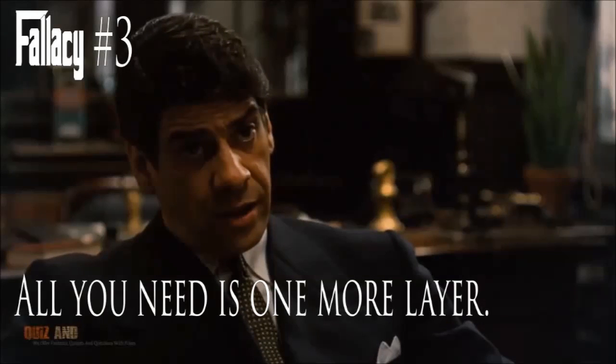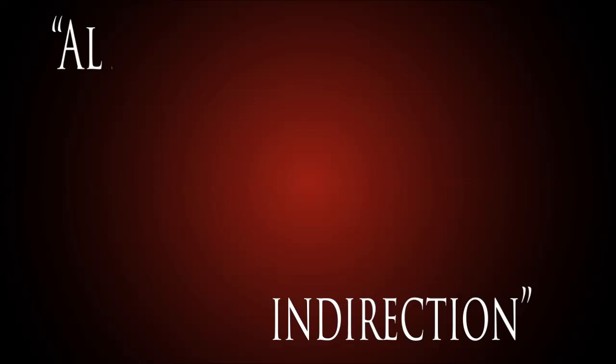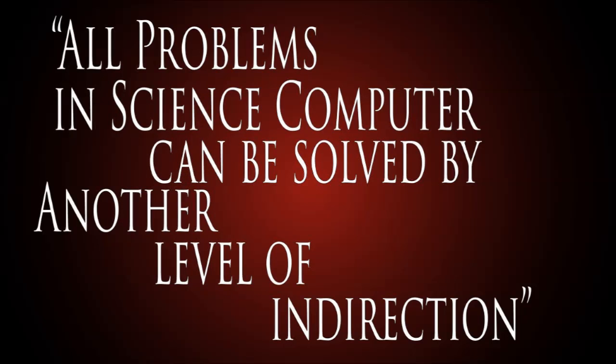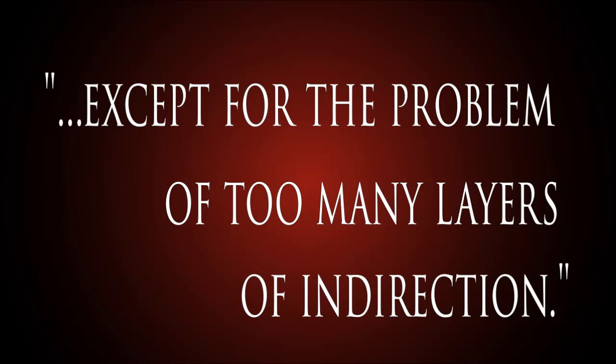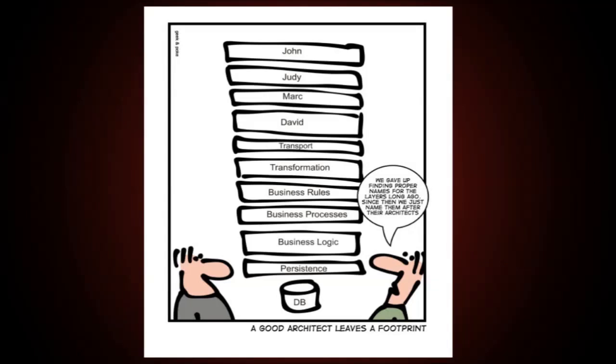Fallacy number 3. All you need is one more layer. A famous aphorism of David Wheeler reads, all problems in computer science can be solved by another level of indirection. For some folks, indirection means a new layer, so we can complete the phrase with, except for the problem of too many layers of indirection. Well, layers can be very useful if used with caution.